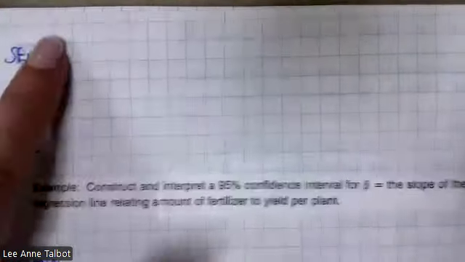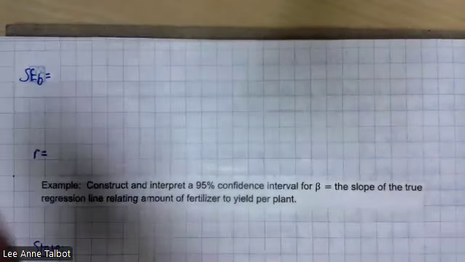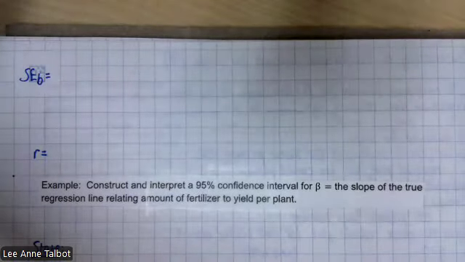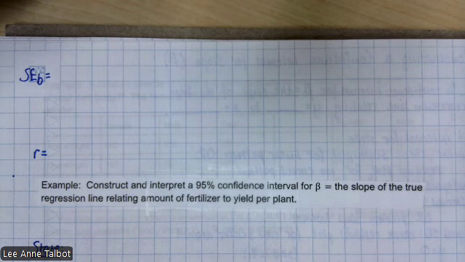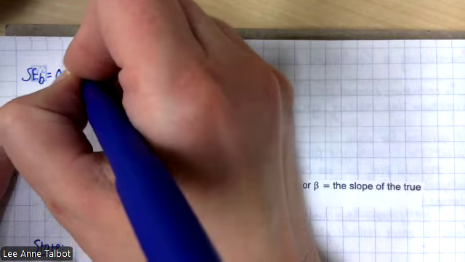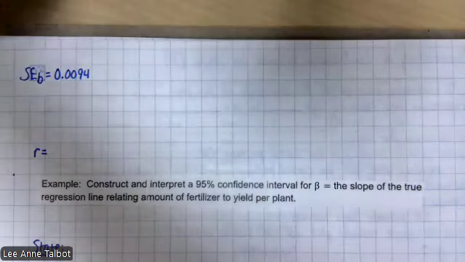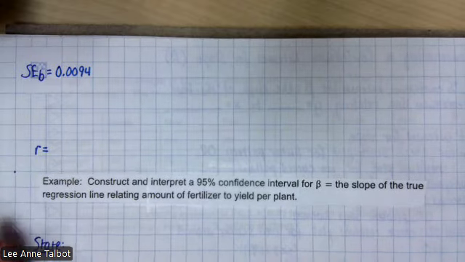I believe this one is new, this guy. Now tell me if I'm wrong. This number is 0.0094, correct?